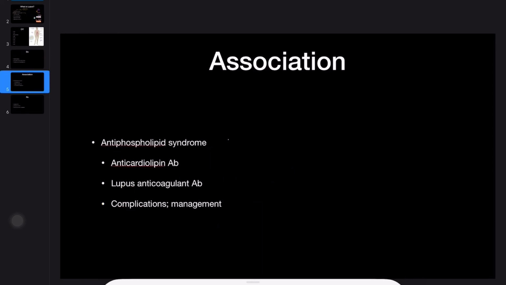SLE is associated with Anti-Phospholipid Syndrome. What is Anti-Phospholipid Syndrome? Antibodies are formed against proteins bound to phospholipids. Now that you know this, it will be easy to remember that SLE, an autoimmune disorder, is associated with Anti-Phospholipid Syndrome. You need to know two antibodies which are formed. One is anti-cardiolipin and the other is lupus anticoagulant. Anti-cardiolipin antibody is also seen in syphilis. So this antibody can give a false positive syphilis test.